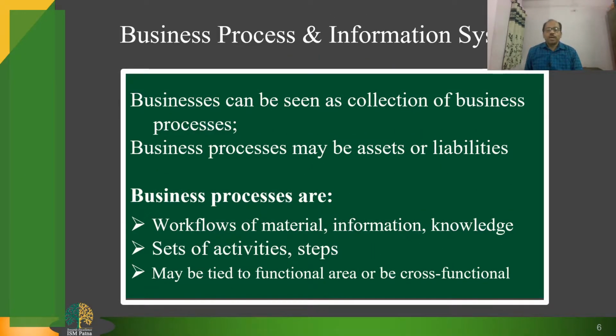After knowing all this, it is imperative to know business process and information system, how these are related, and how these accomplish each other. Business processes are the heart of every business. Business processes consist of material, information, and knowledge workflow. There is also a set of activities and steps. These may be tied to a functional area or be cross functional.